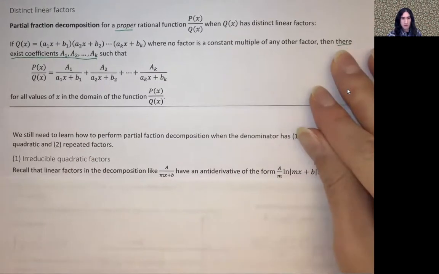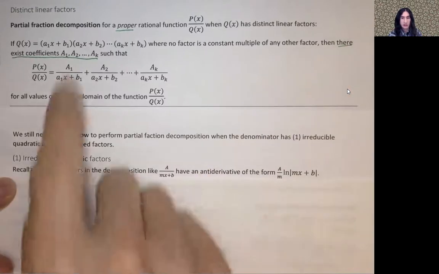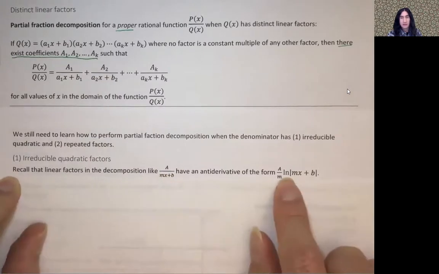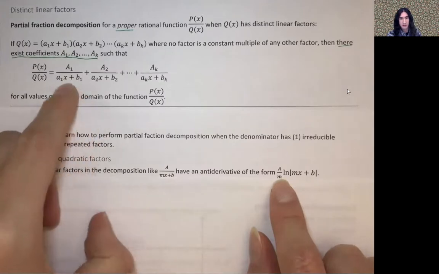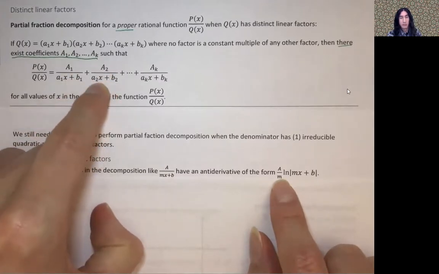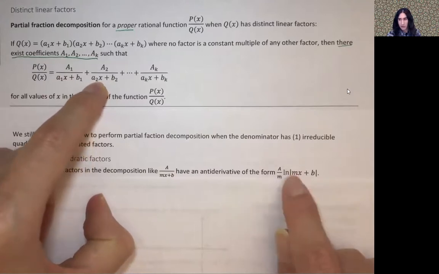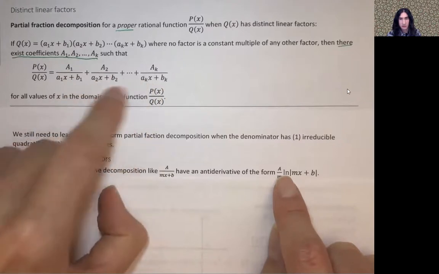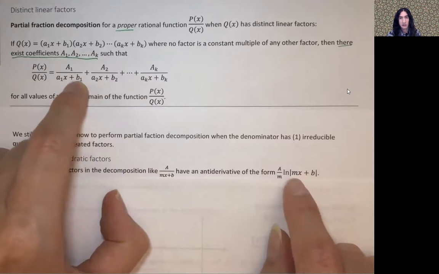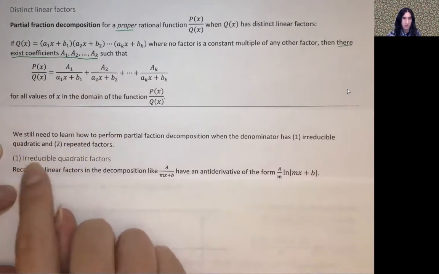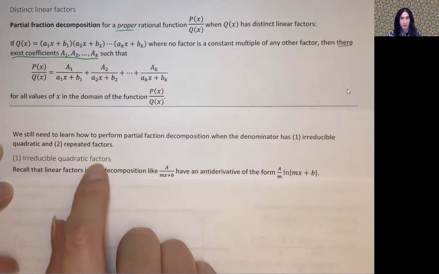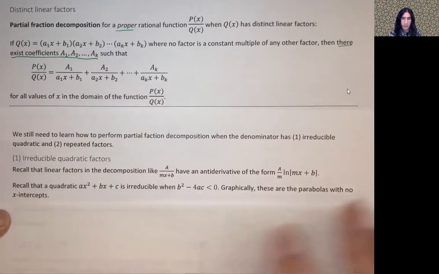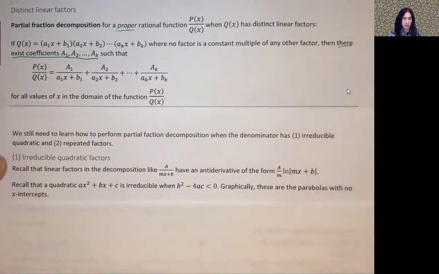Okay, so first of all, recall that any linear factors like these in a partial fraction decomposition have a nice looking antiderivative. Every time you see a single power type thing in the denominator, you should be thinking natural logarithm. So these building blocks of rational functions all go with natural log antiderivatives. Now when we're looking at irreducible quadratic factors, we're going to have to understand what sort of antiderivatives go with those building blocks.